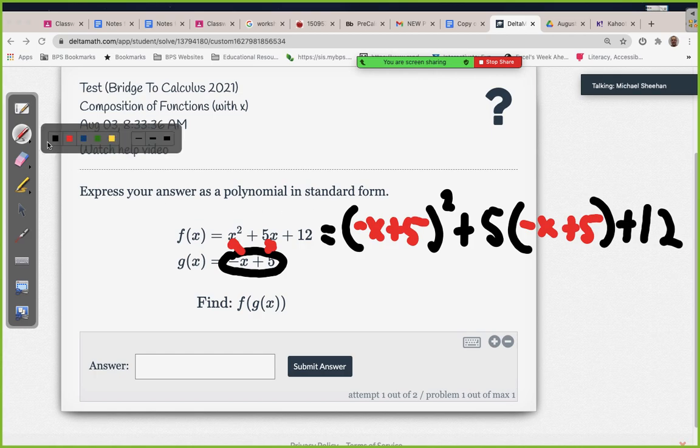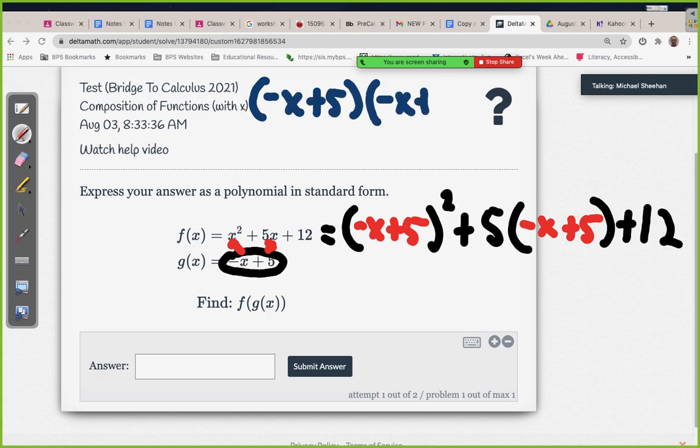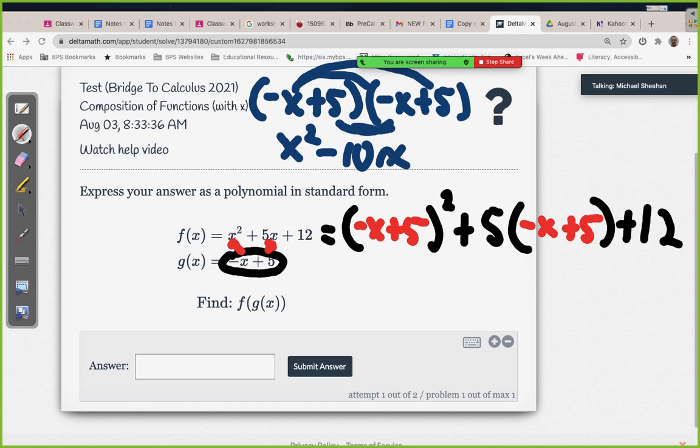All right, and something that you want to do somewhere on a piece of paper is just do this workout. Negative x times negative x is x squared. Here I've got a negative 5x and another negative 5x. That's negative 10x. And 5 times 5 is 25. All right, ends up being the same thing as x minus 5 squared. So this gives me x squared minus 10x plus 25.